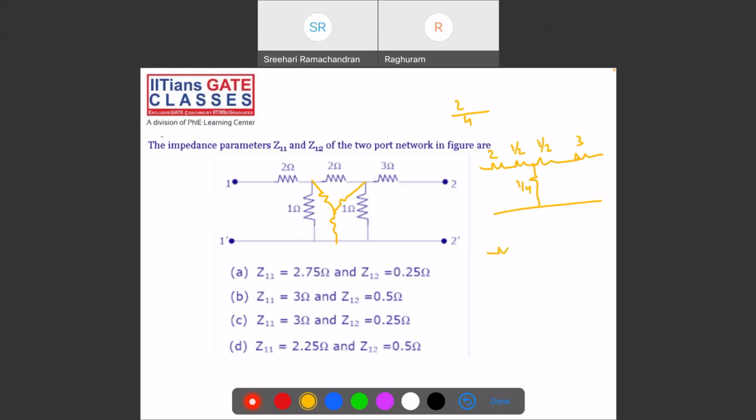Now if you can see, this is 2.5, 3.5, 1 by 4. 1 by 4 is 0.25. So again, you directly got it in terms of T. Now, can you tell me Z11? Z11 is 2.5 plus 0.25, 2.75. Z12 is equal to Z21 is equal to 0.25. Z22 is 3.75. Any options? Z11 is 2.75, Z12 is 0.25. Option A is matching, right?